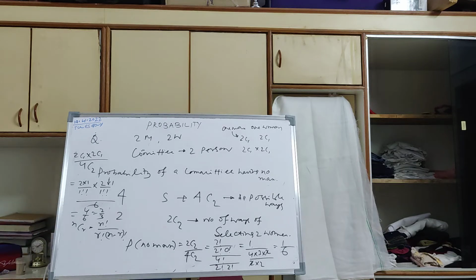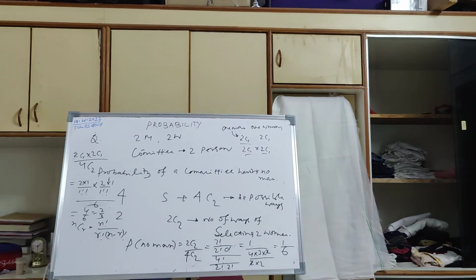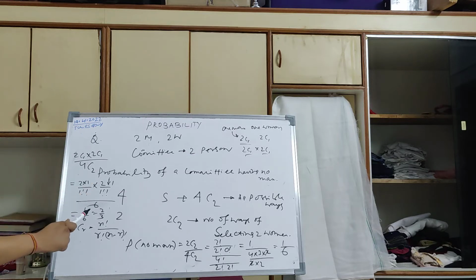Out of four, where there are two men and two women, one man and one woman can happen in this way. This is a very important concept. One woman means there should be one man, because the committee has two people. When you are selecting one out of two, 2C1 and 2C1 have to be multiplied. You should remember that. That is the catch. So this multiplication, and then 4C2 is the sample space.